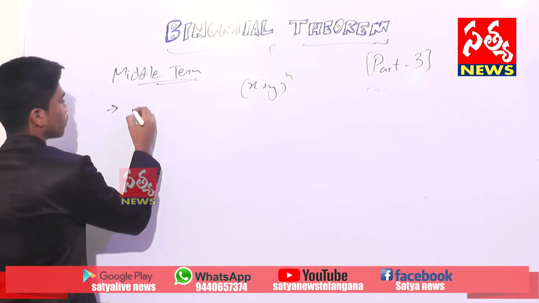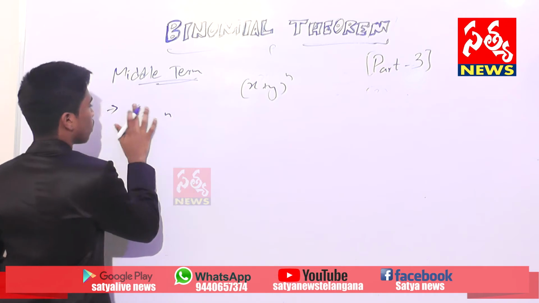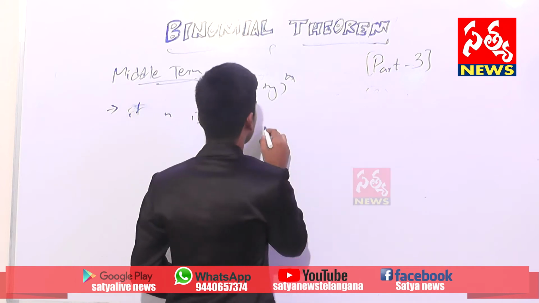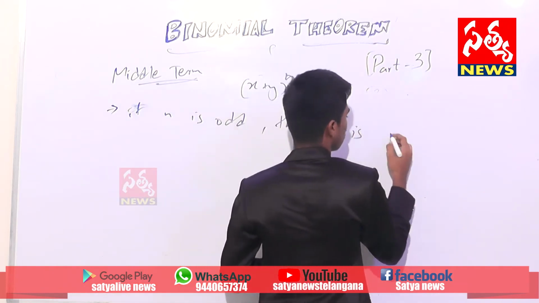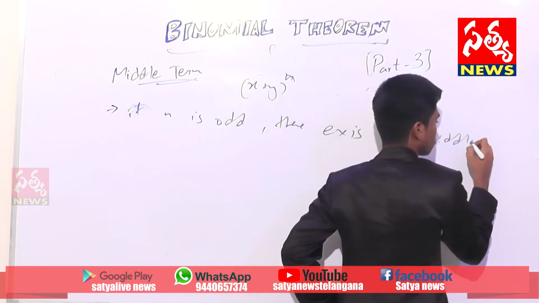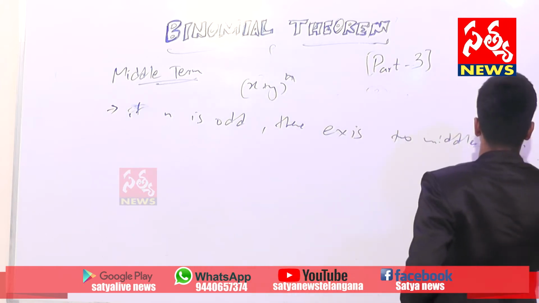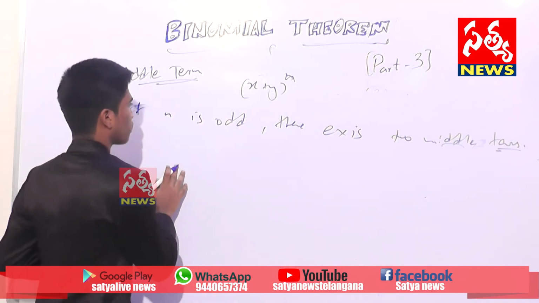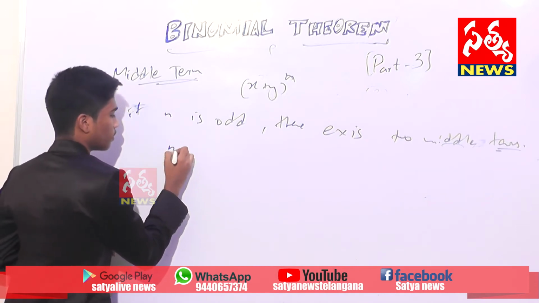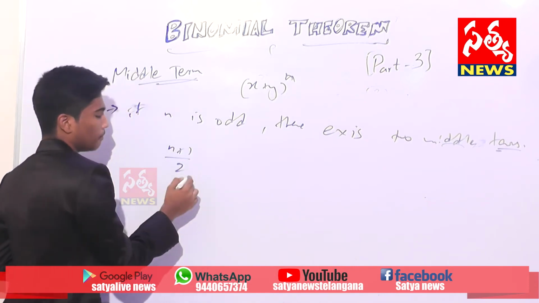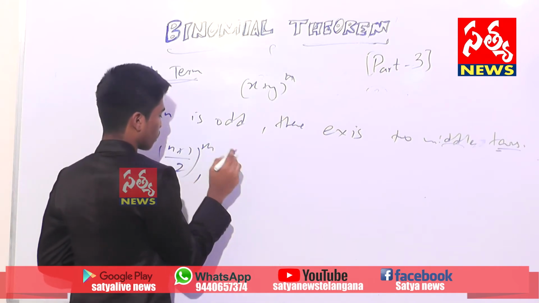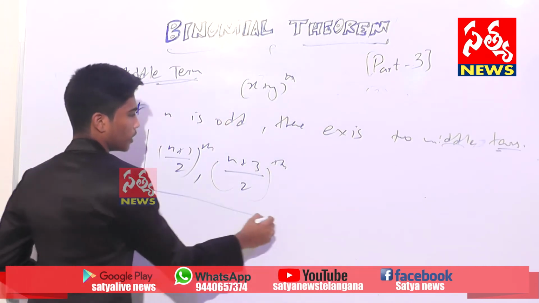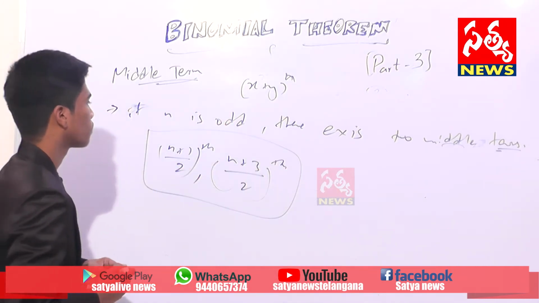And the next one. If n is odd, if the power n is odd, then there exist two middle terms. I will say how. The middle terms are, one is the (n plus 1) by 2 term and another one is the (n plus 3) by 2 term. Okay, these are the two middle terms.